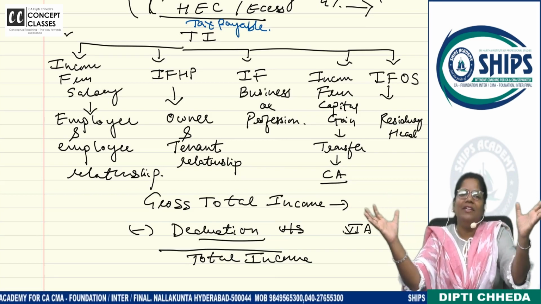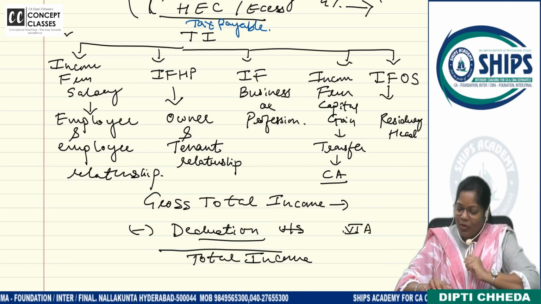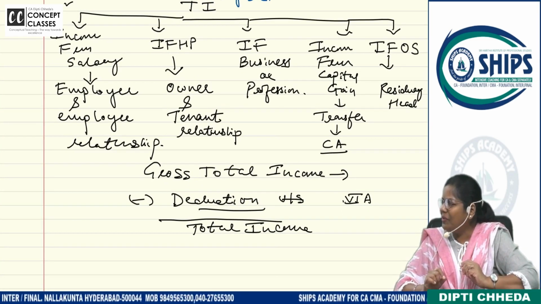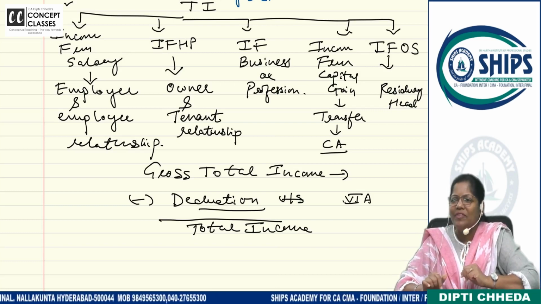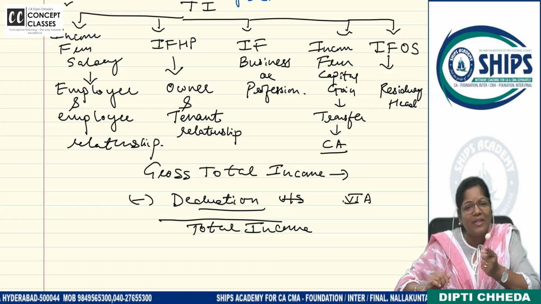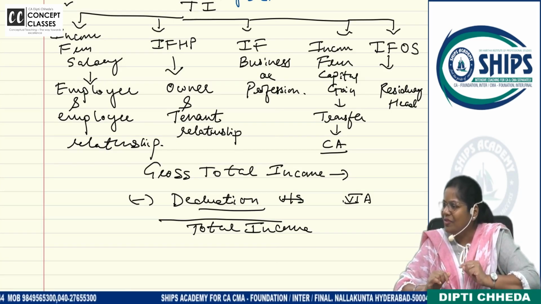Whatever I earn, it's under 5 heads. And when I combine this, what do I get? Gross total income. Less what do we do? And then what we get? So tax is calculated on gross total income or total income? Clear to all of you or not?